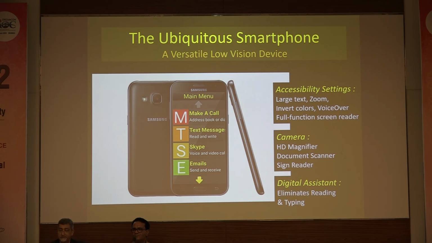And now everyone uses smartphone. So this in itself is a versatile low vision device because it has many settings like large text, zooming, camera can be used as a magnifier, and it has digital assistant now which eliminates the need of reading and typing.